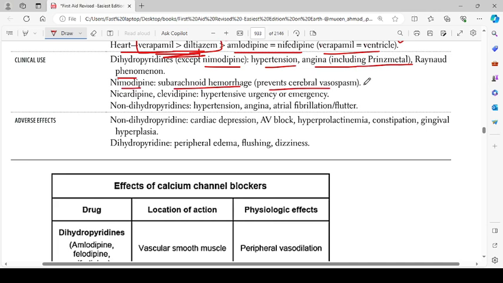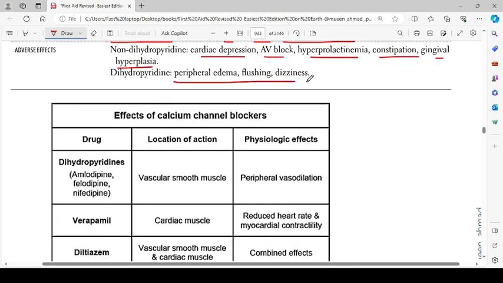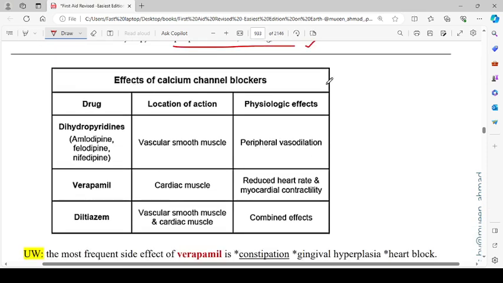The cerebral vasospasm is one of the most commonly listed complications of the subarachnoid hemorrhage. Nicardipine and clevidipine are used for hypertensive urgency or emergency, and non-dihydropyridines for hypertension, angina, and atrial fibrillation or flutter. Adverse effects of non-dihydropyridines are cardiac depression, AV block, hyperprolactinemia, constipation, and gingival hyperplasia, and dihydropyridines include peripheral edema, flushing, and dizziness.